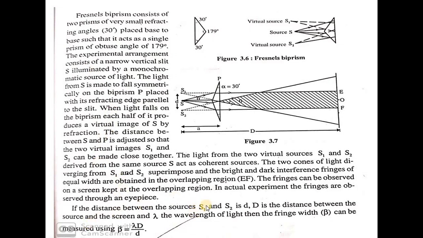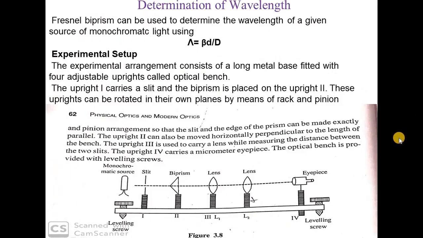And if the distance between the sources S1 and S2 is d, and capital D is the distance between the sources and the screen, and suppose lambda is the wavelength of the light used, then we know the expression that is very much familiar to you, the fringe width that you've studied in your +2 classes. The expression for fringe width beta, the width of the pattern obtained in the region EF, is beta is equal to lambda D by d.